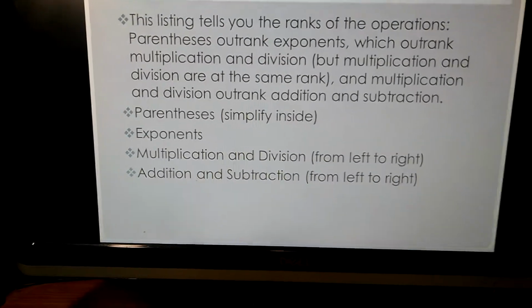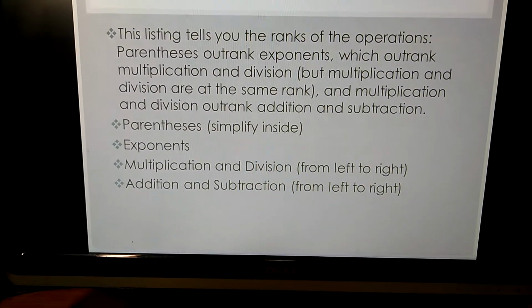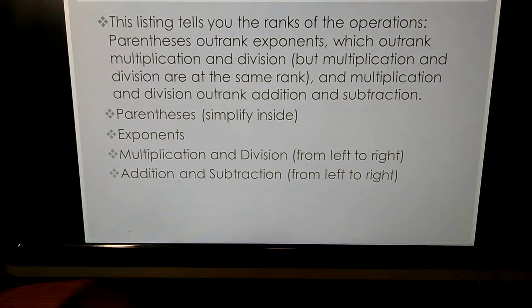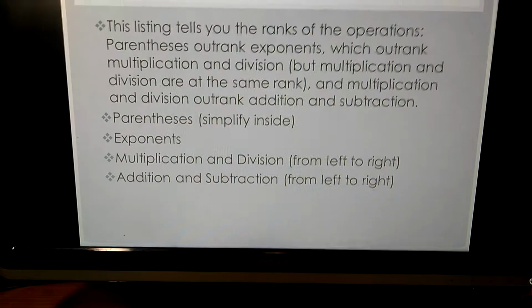So you want to focus on parentheses first, simplifying whatever's inside, and then you work on the exponents, and then you multiply and divide from left to right, and then the next step is addition and subtraction from left to right.